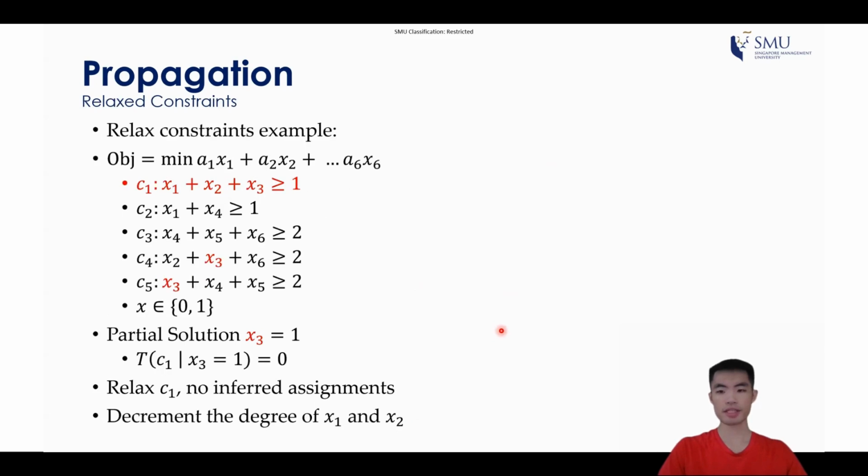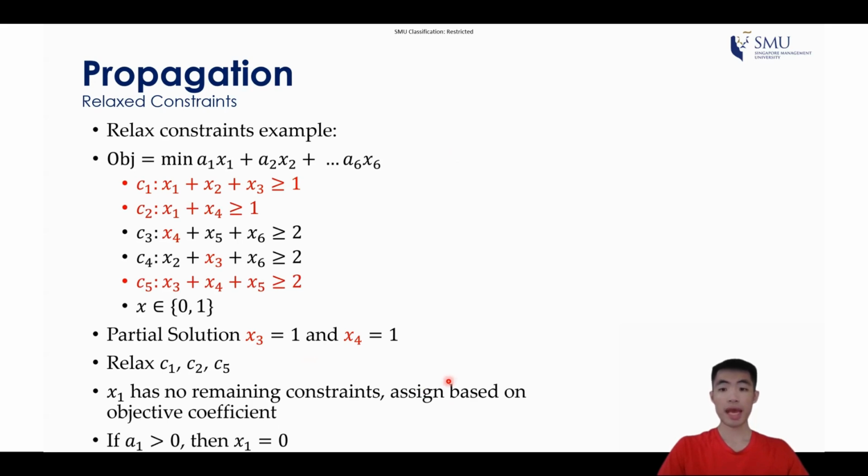Now let's look at a different example to show the effects of relaxing constraints. Consider a problem with the following constraints as shown here. Given a partial solution x3 equals 1, we can relax constraint 1, C1, which decrements the degree of the variable nodes x1 and x2. This means we decrease the number of constraints for variable x1 from 2 to 1, and the same can be applied for x2. This, however, does not allow us to immediately infer any assignments yet.